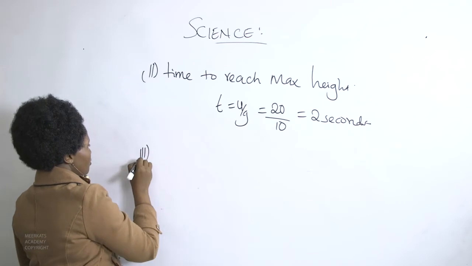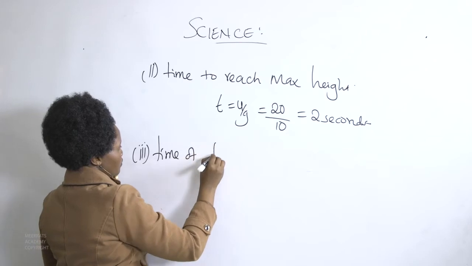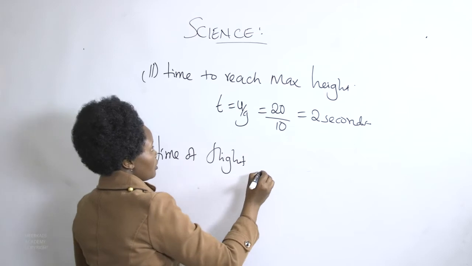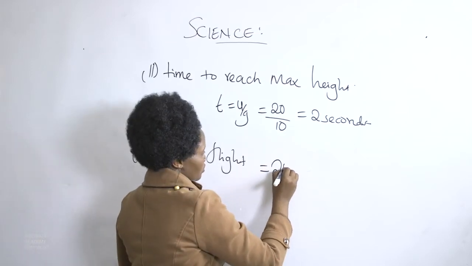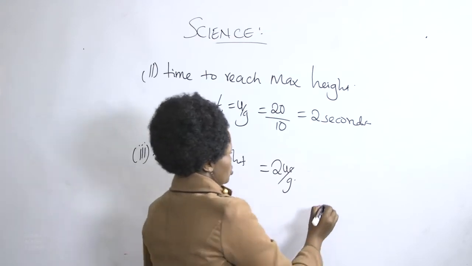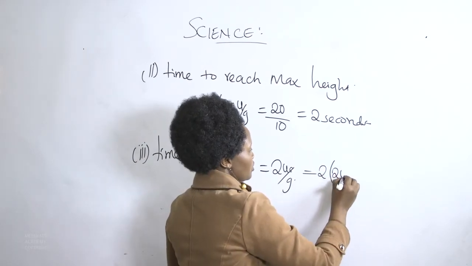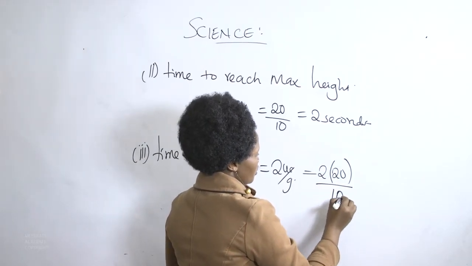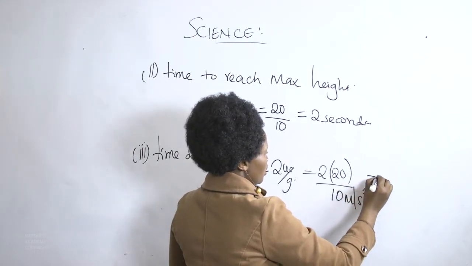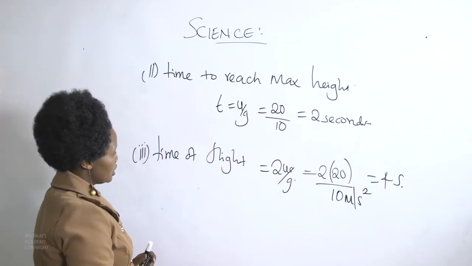Then part 3 is the time of flight, which is given by 2u divided by g, that is twice the initial velocity. You divide by the gravitational acceleration, and this is going to give us 4 seconds.